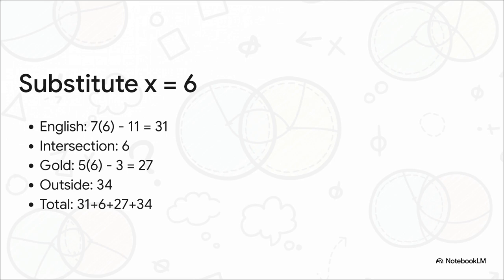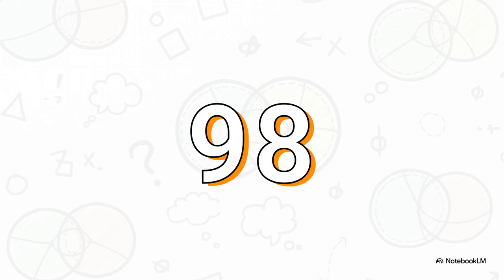So for our total calculation, we just add all four distinct regions together. 31 plus 6 plus 27 plus 34, and doing that full substitution secures your third process mark. And when you add up 31, 6, 27, and 34, you get 98. Writing down 98 scores you that final accuracy mark, the A1. You've completely decoded the puzzle and grabbed all 4 marks on a seriously complex question just by following the exact steps from the mark scheme.